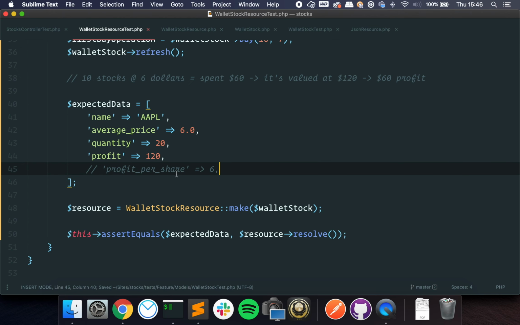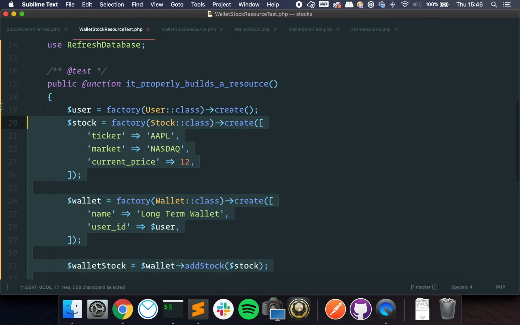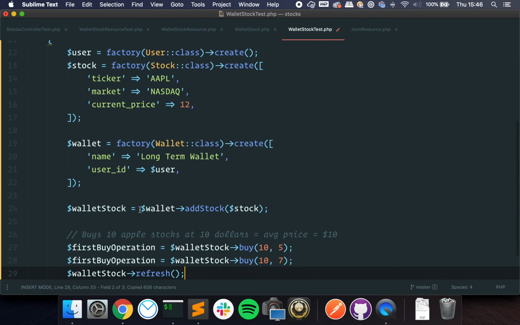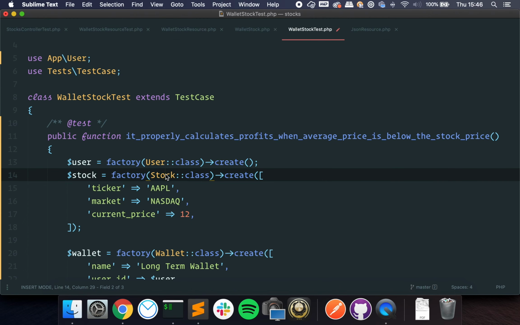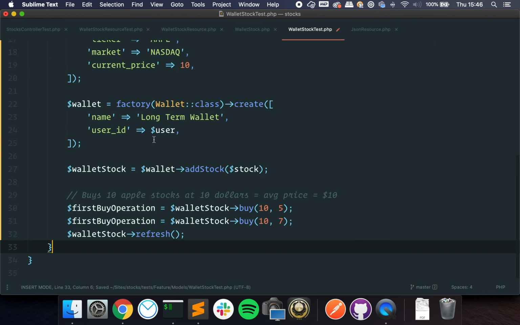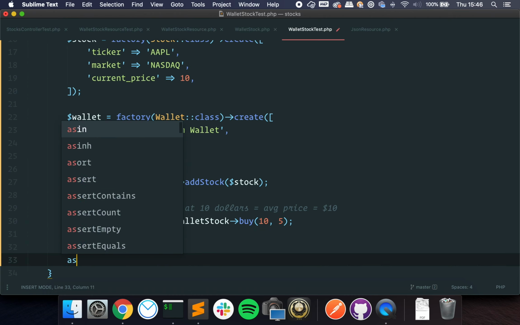Okay, so we already have some data here. Let's copy this. And let's build our situation here. So we have the stock, we have the wallet. Let's import all of that. Let's use a user price. Let's say 10. The current price is 10. Then you bought 10 shares at 5. So your profit is 10 times 5. You have a $50 profit.